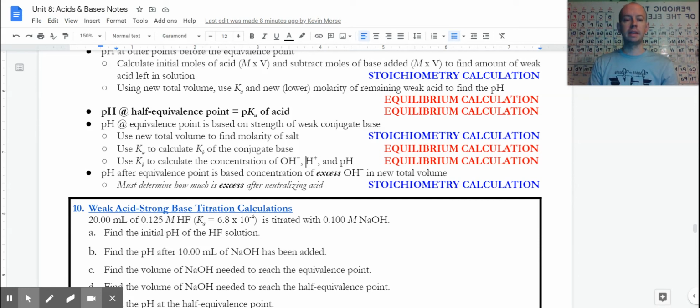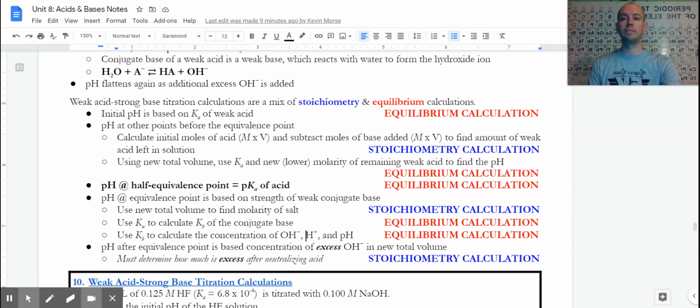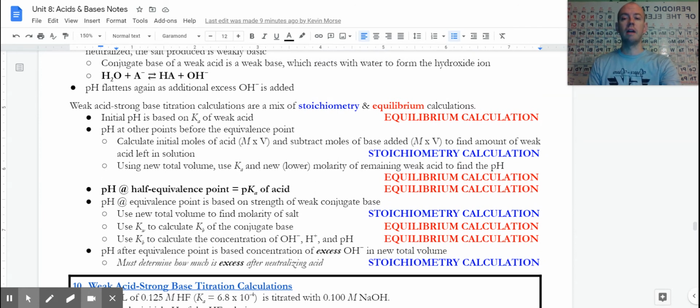That tells us the Kb for our conjugate base. Then we can use Kb and the Kb expression to solve for the hydroxide ion, and if we're asked to, convert that to hydrogen ion and to pH. So if you're asked for the pH at the equivalence point, there's a lot going on here. Stoichiometry, equilibrium. You have to think about the fact that we are now looking at the reaction of that conjugate base reacting with water, which is why it's a Kb, because it's producing hydroxide ion. So that one has a lot to it. You could be asked about it conceptually or mathematically.